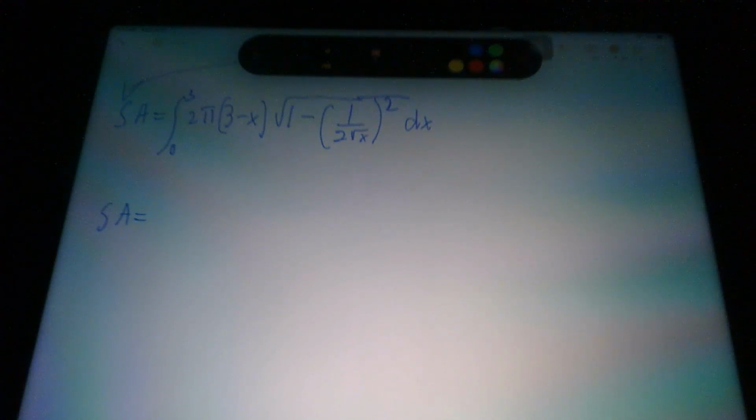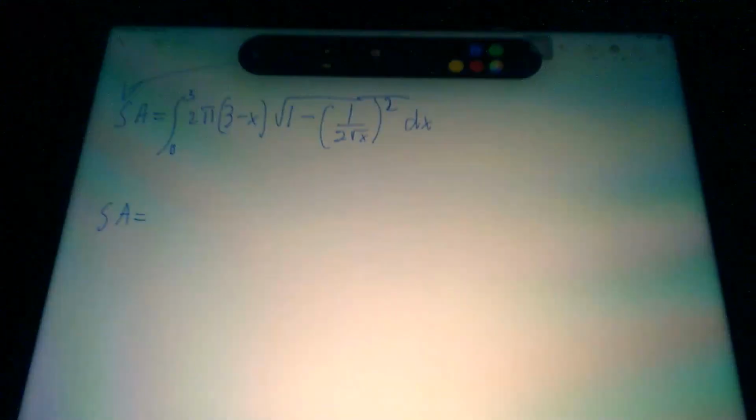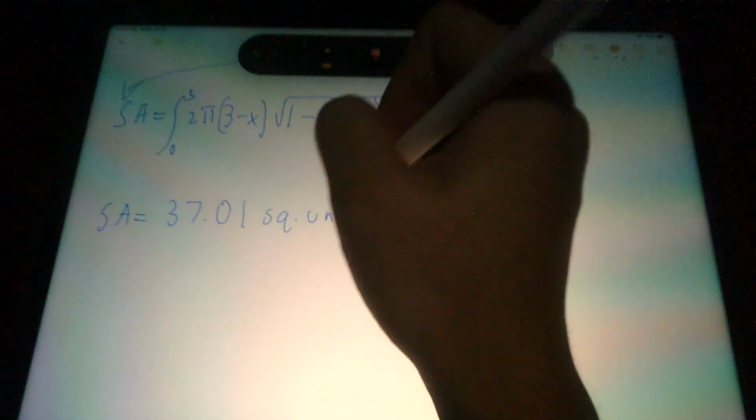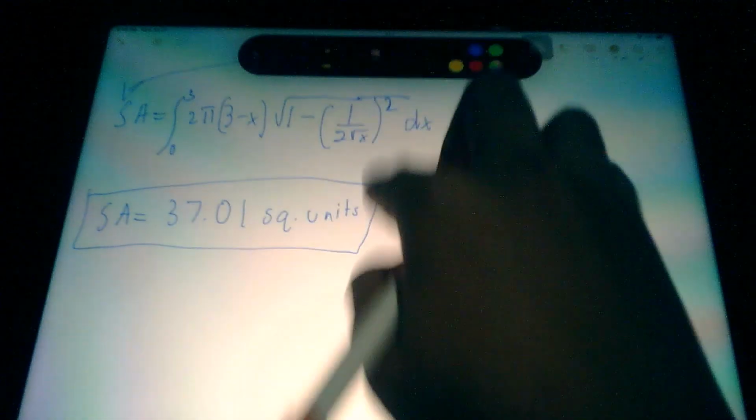So by putting this into our calculator, our answer is 37.01 square units. This is our answer for our problem number 2 under surface area.